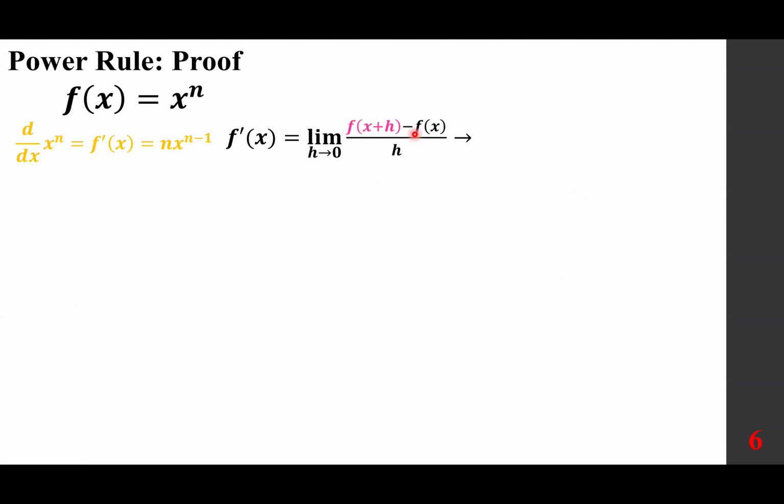So the limit of f of x plus h minus f of x over h as h approaches 0. You put x plus h, you get x plus h to the power of n here, and f of x is simply x to the power of n. So the idea is to simplify this fraction, which requires expanding x plus h to the power of n, and to do so, I want to remind you of a couple of things.